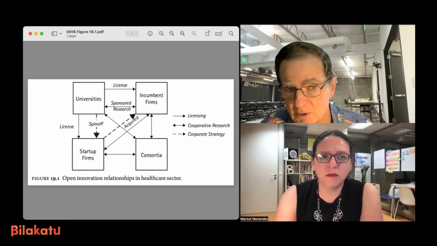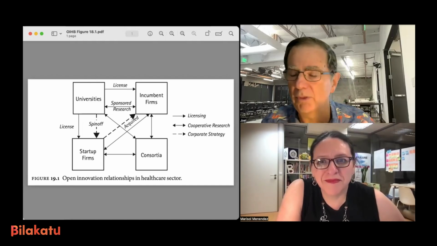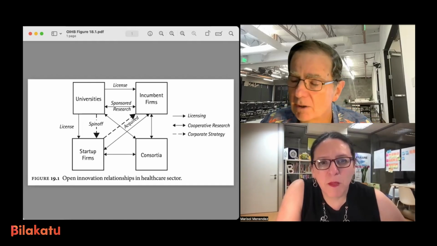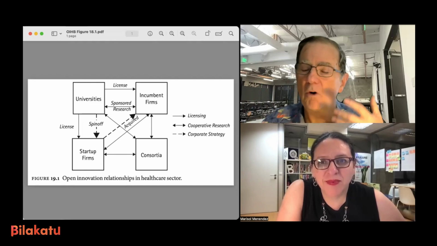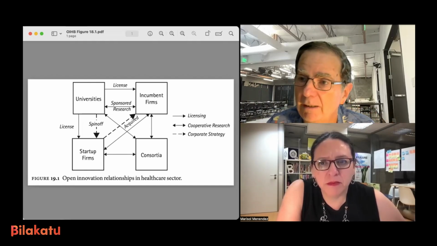The list of actors might be slightly different. But again, I think this is an important thing that needs to be done in more industries: to ask what is the overall pattern of open innovation relationships between the different types of actors in the industry? Now, that stylized story still has some nuance within it.